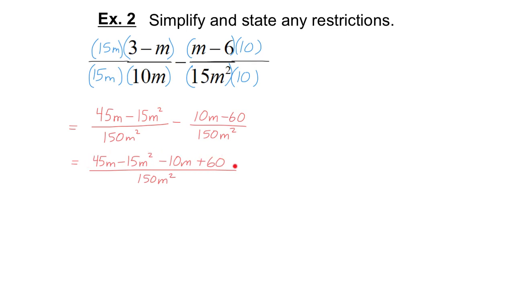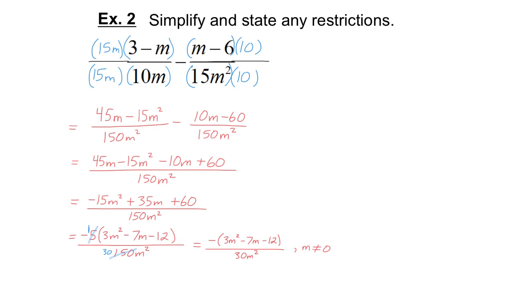Now I am just going to clean this up a little bit. I'm going to collect my like terms and simplify. And once I've done that, now I can actually start factoring and crossing out factors that I see in the numerator and denominator. Well, there's a common factor in the numerator of -5.